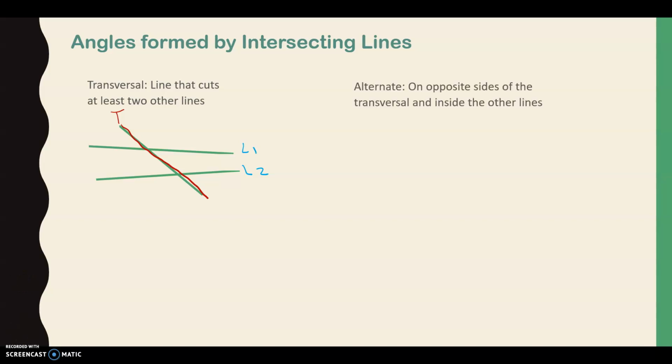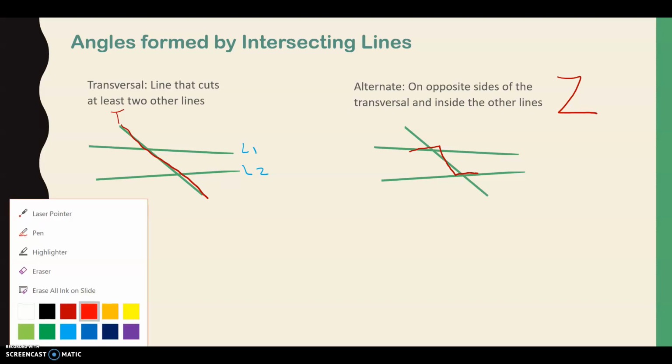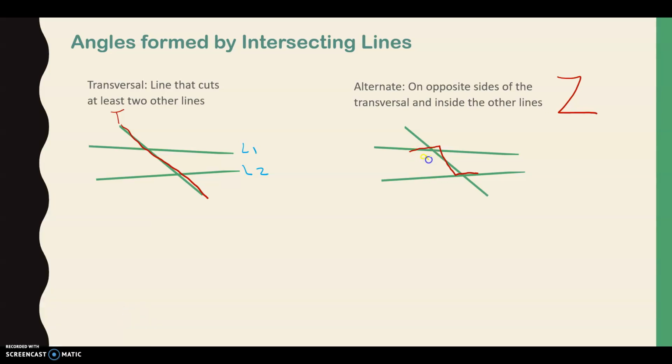Okay, alternate angles. They are on opposite sides of the transversal and inside the other lines. So the way that I said to remember this was the Z. Okay, so what that means is, this angle here is equal to this angle here, okay? Because they're on opposite sides of the transversal, one on the left, one on the right, and inside the two other lines.